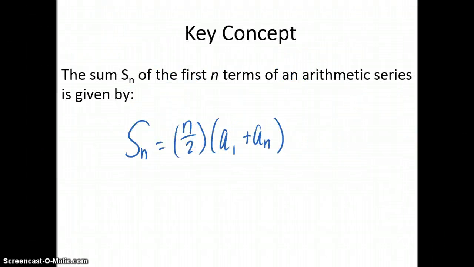This brings us to a key concept. The sum, which is represented by S sub n, is the sum of the first n terms. So here we're not saying how many terms; n is your number of terms in the series, and it's given by this. We're going to use this formula a lot. What it says is the sum is equal to the number of terms divided by 2, multiplied by the sum of the final term plus the initial term. We're going to use that formula a lot in the next couple of examples.